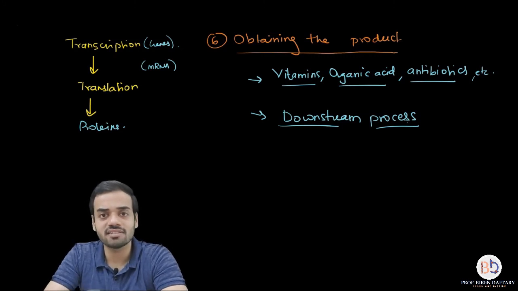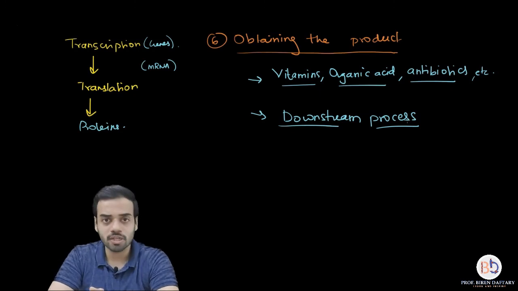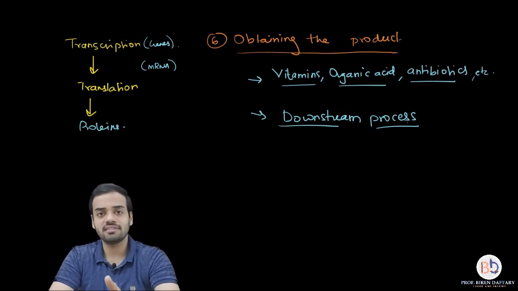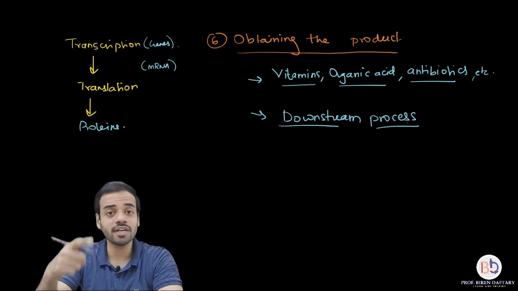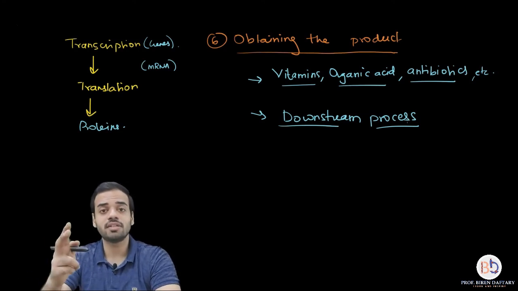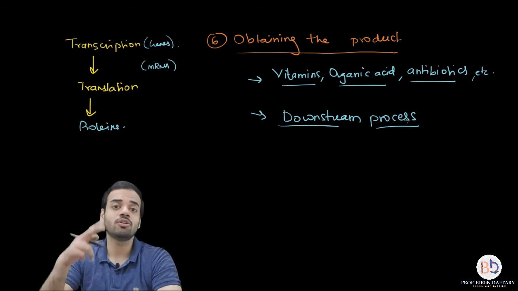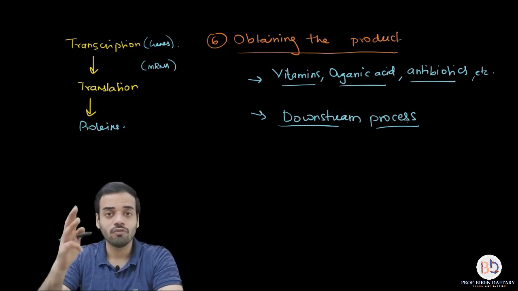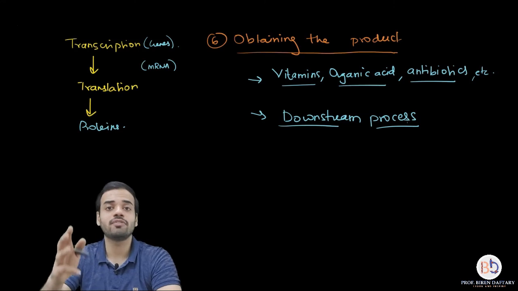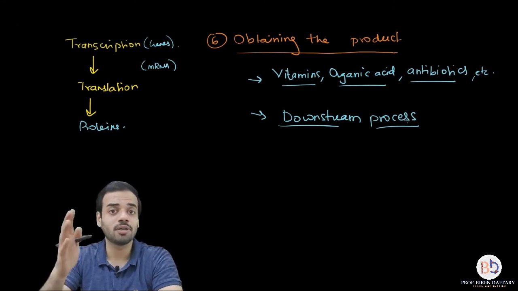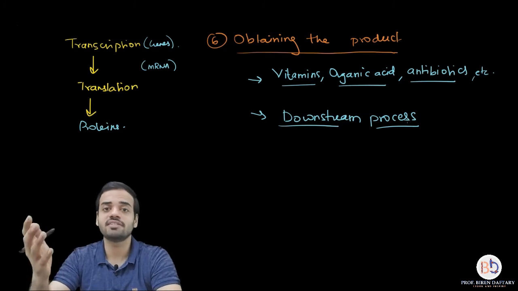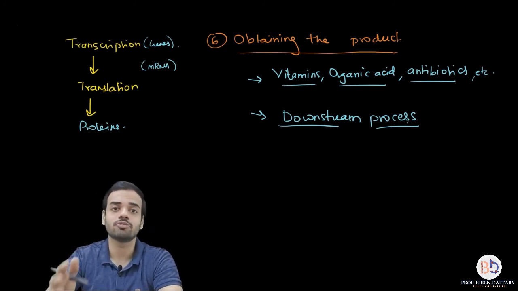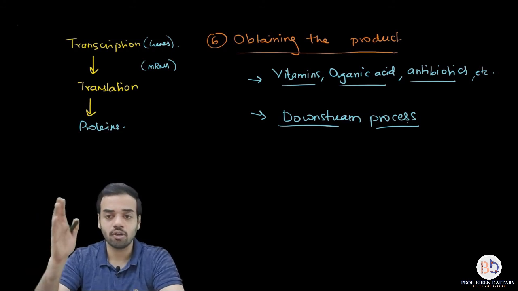So are these 6 steps clear? First step was isolation of the required gene from the donor microorganism or cell. Second is insertion of the required gene into the cloning vector to get the recombinant DNA molecule. Third is transfer of recombinant DNA into the competent host cell. Fourth is selection of the transformed cells. Fifth is multiplication of the transformed cells, and last is obtaining the desired product from the competent host cells. These are the 6 steps. I hope they are clear.